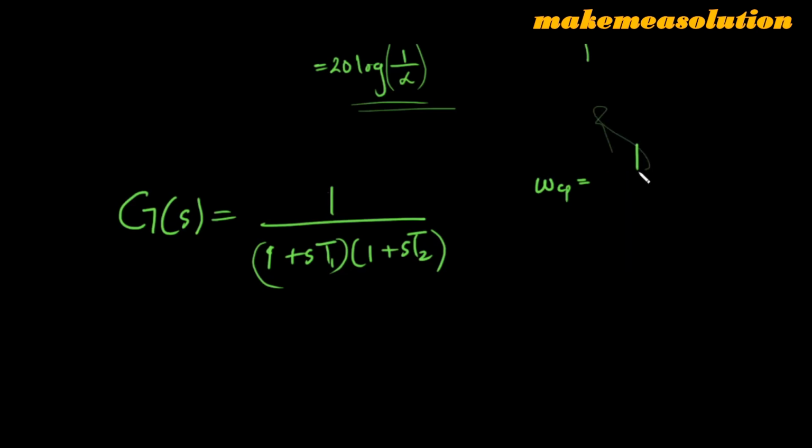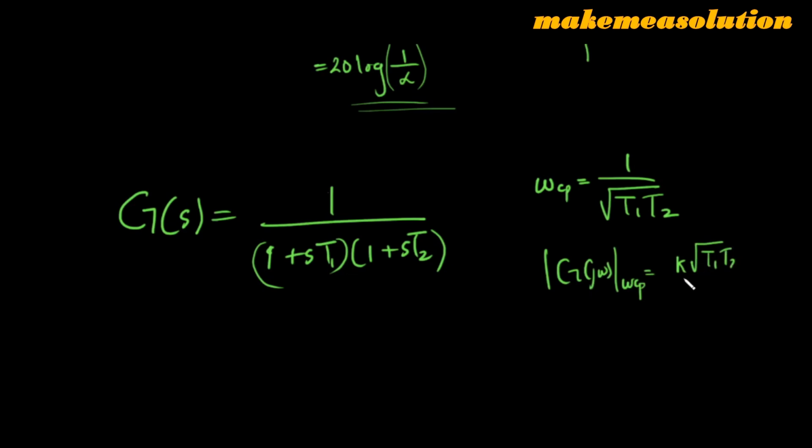Our phase crossover frequency is 1 over the square root of T1 T2. Then the magnitude of G of j omega at this frequency is given to us as K root T1 T2 all over T1 plus T2. That's going to be the magnitude.